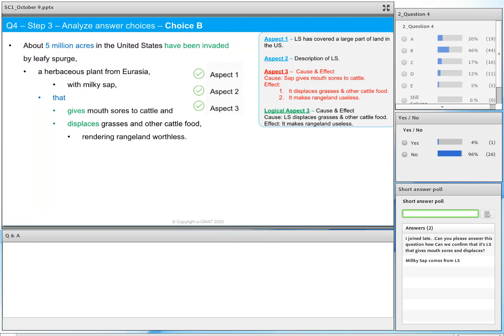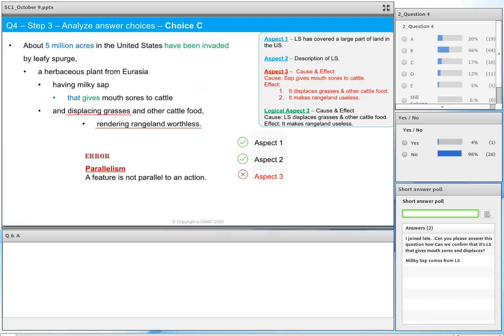So choice B, we did all of that analysis. Every meaning is fine. Let's take a look at the structure of choice C. 5 million acres have been invaded by leafy spurge, and so on. Here, what we see is that having milky sap and displacing grasses have been put on the same level as part of a list.